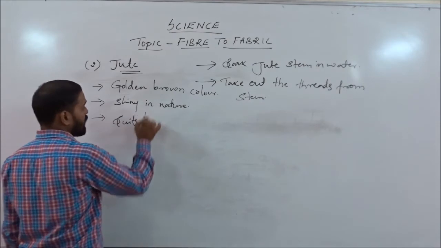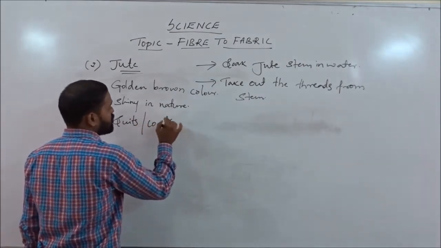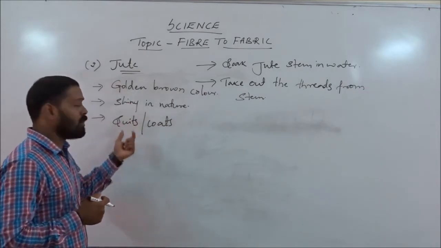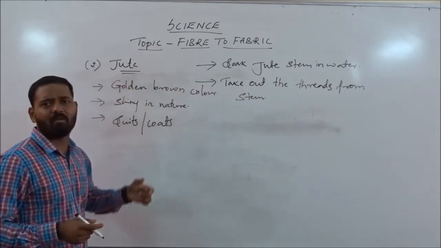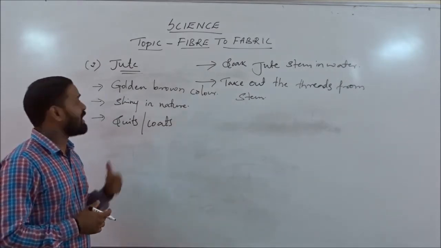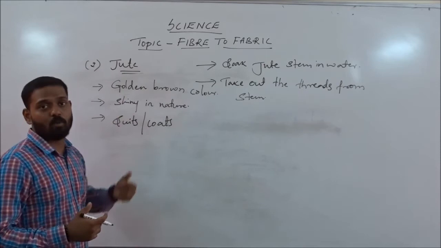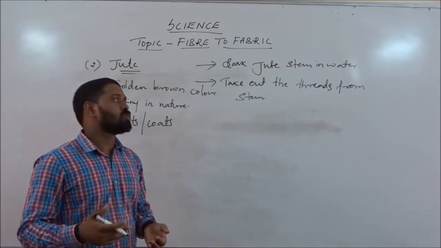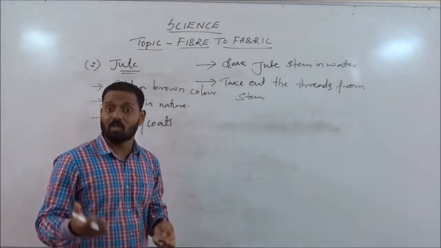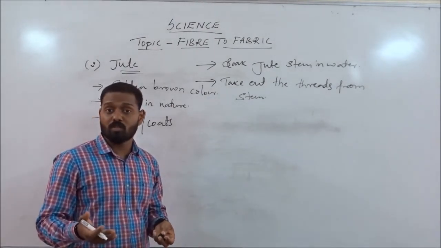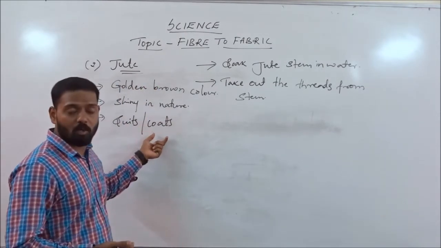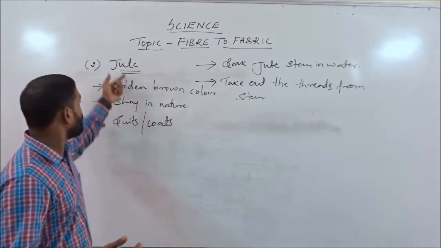Suits we can make, and the coats. Fabrics means that upper jackets were made from jute fiber, and these are very cheap in the market nowadays. The suits and all we are getting at a very low price. Most dresses, if you are purchasing suits and other things, become costlier. Cotton suits or woolen suits are very costly. So those people who are not able to afford the higher cost can go for jute.